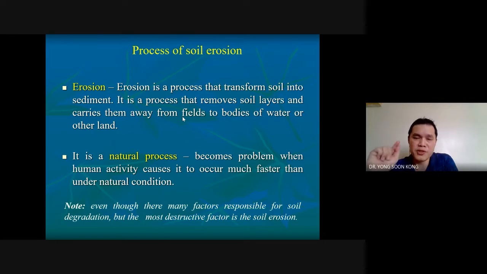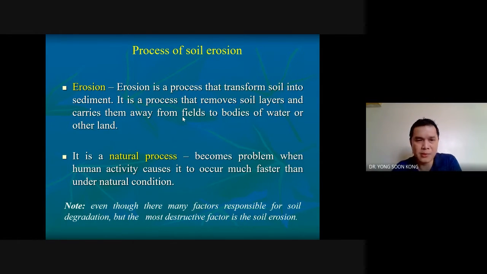Now, the main difference between erosion and weathering is that erosion will carry the soil particles away. That means there is movement away from its original location. That is the only difference. And you have to know that. So the difference between erosion and weathering, done.